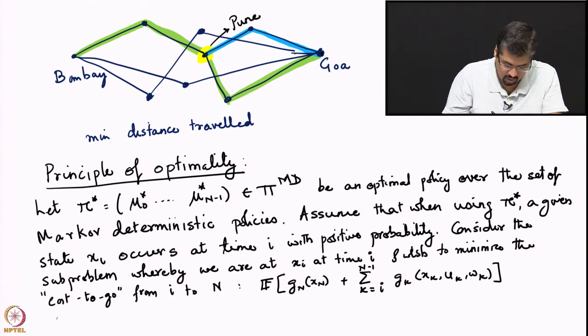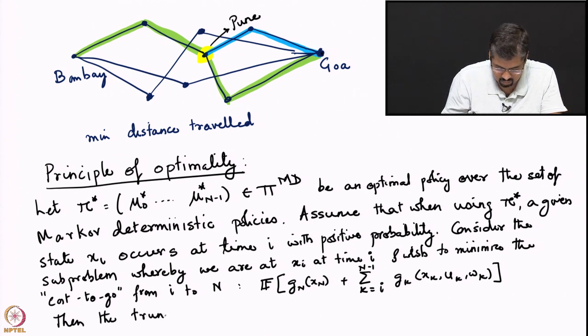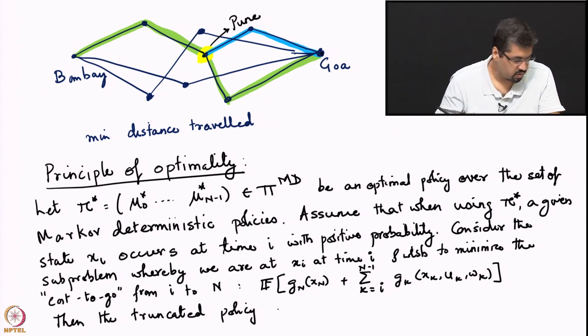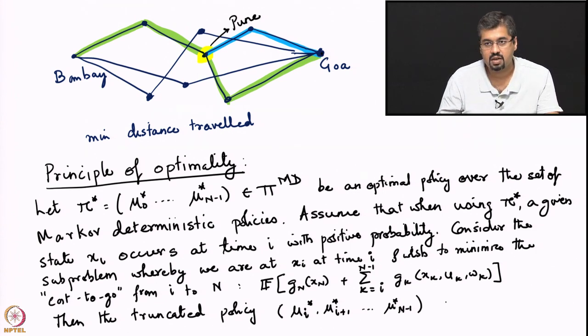Okay. Then the truncated policy, which just starts from time I onwards. So let's look at this policy. This policy is mu I star, mu I plus 1 star and so on all the way till mu n minus 1 star. What do you think it would be? Well, it is optimal for this subproblem.